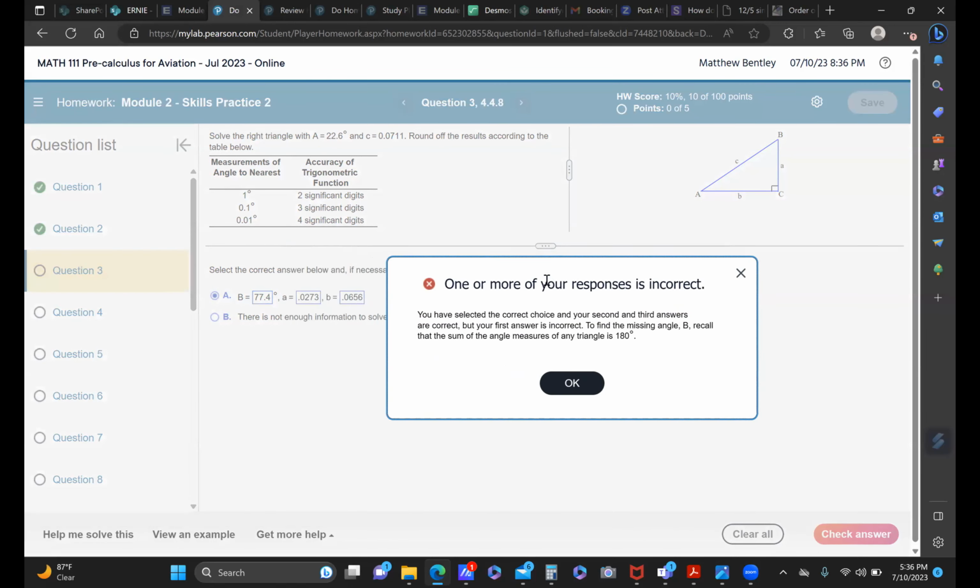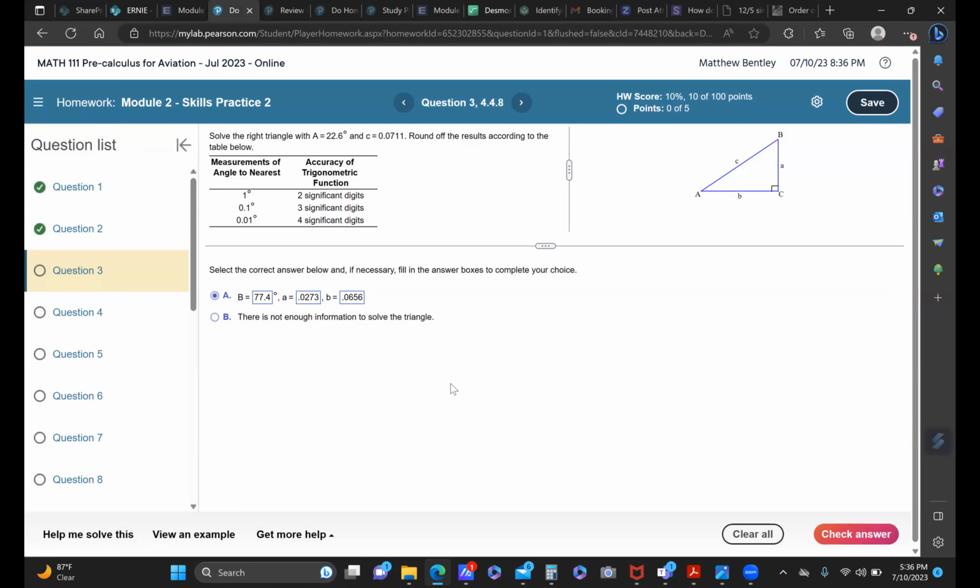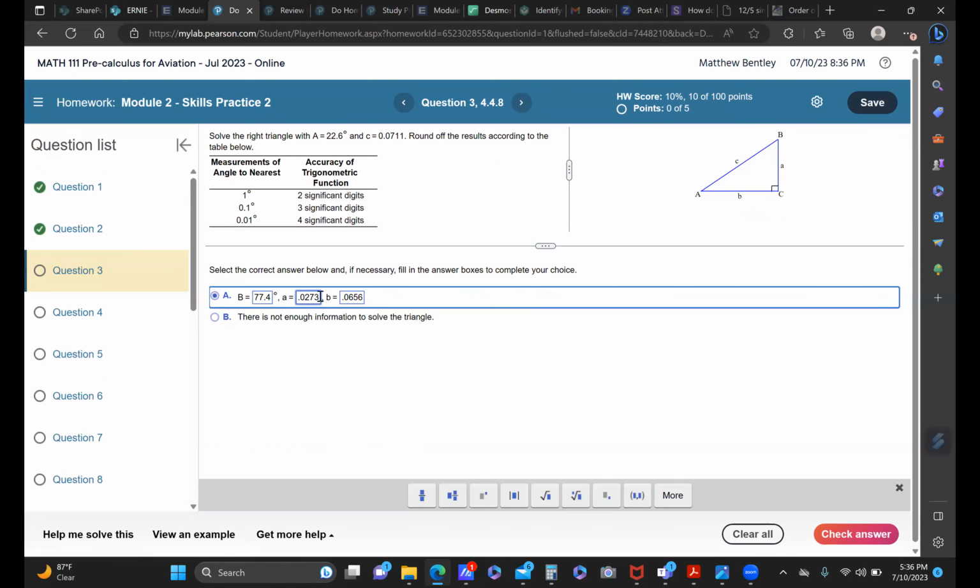All right, so there's a problem there. Maybe I didn't round right. Let me double check here. What did you have for second? 0.0273? Oh, because we only need 3 significant digits, because they're only going out to one decimal place. So 0.027, remove that 3. And 0.066. Yeah, let's try that.